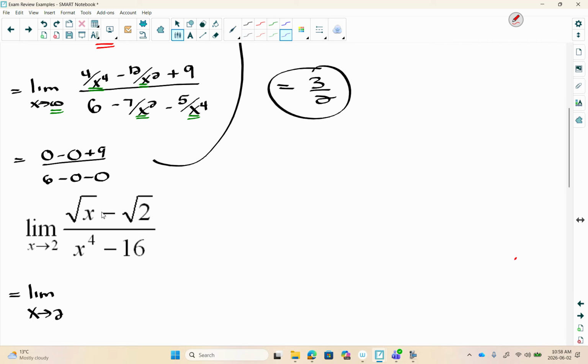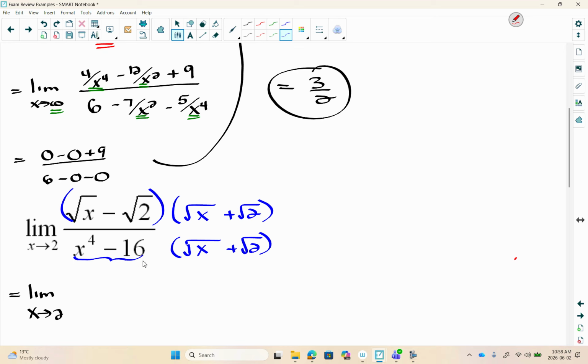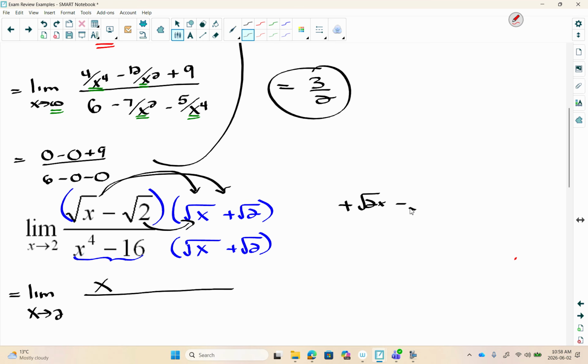So to rationalize the numerator, I'm going to multiply by the conjugate. What's the conjugate of √x minus √2? And if I do that to the numerator, I have to do it to the denominator. But I'll also factor this. Okay? What happens when I multiply this out? What's √x times √x? Could it be x? Do you agree that this would be positive √2x and this would be negative √2x? Those would go away.